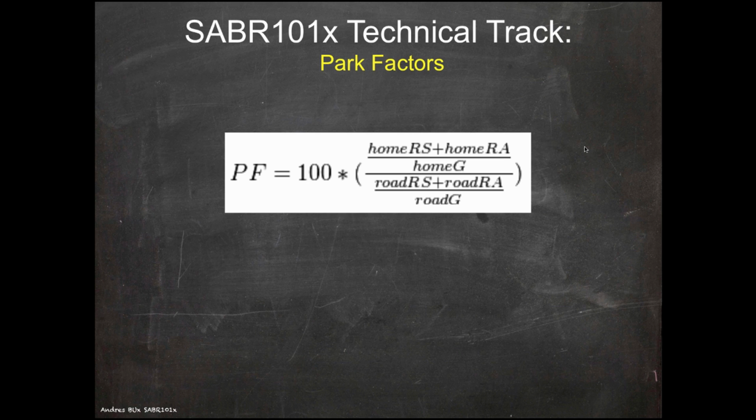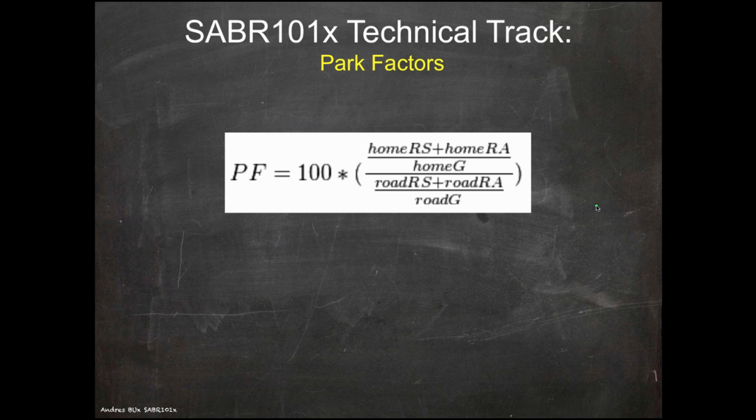Anything over 100 is a hitter-friendly park factor, a better environment for run scoring. Anything below 100 is more of a pitcher-friendly park. 100 is neutral. That's a park that is not friendly either to pitchers or to hitters. One thing you need to do is increase your sample size to have these measurements become more reliable. So very quickly, what we're going to do is just identify what we need in the formula.